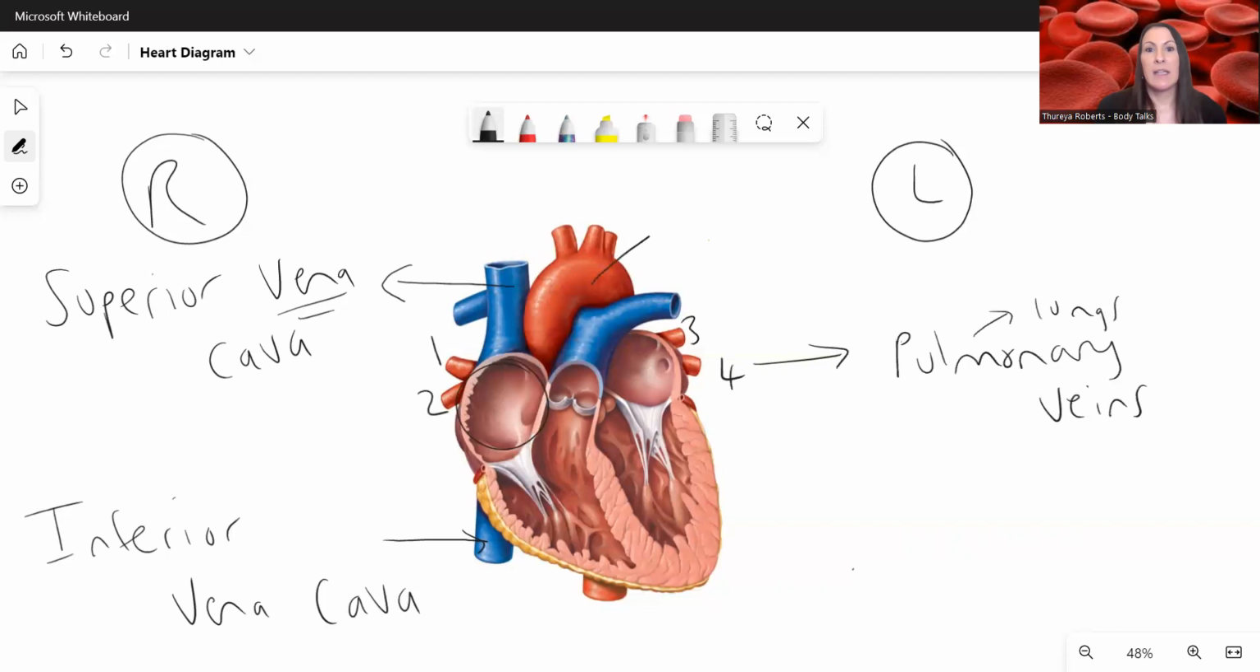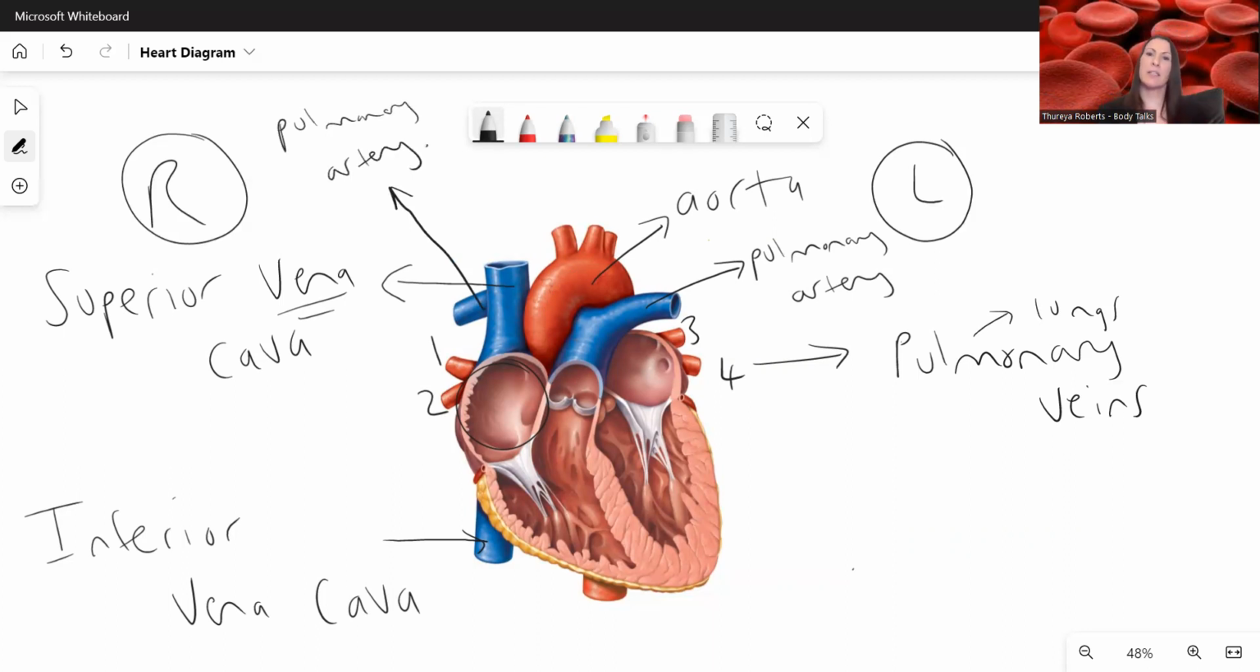I've mentioned already the aorta, the largest artery in the body, and then we have the pulmonary arteries. So you can see it leading into the left lung here. This is the pulmonary artery. And then here's the other one leading into the right lung. That is another pulmonary artery, a branch of the pulmonary artery leading to the lungs. So that is all the vessels, the valves, and the chambers within the heart.